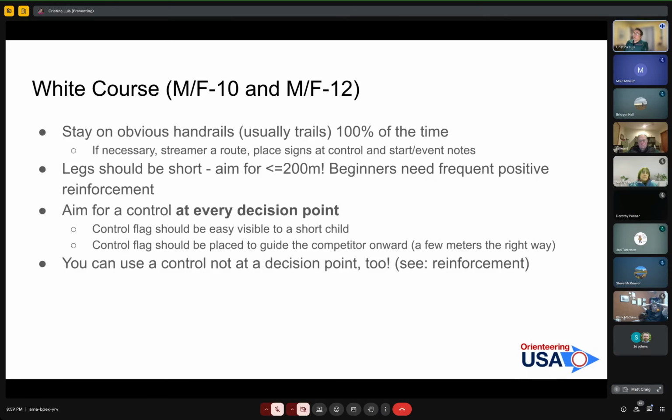So we have to have a control at every decision point, but you can also have more controls than that if you need them, either just to add space or to give them a control on a feature that isn't a trail junction. You can have some along the way. And we have examples of all these.